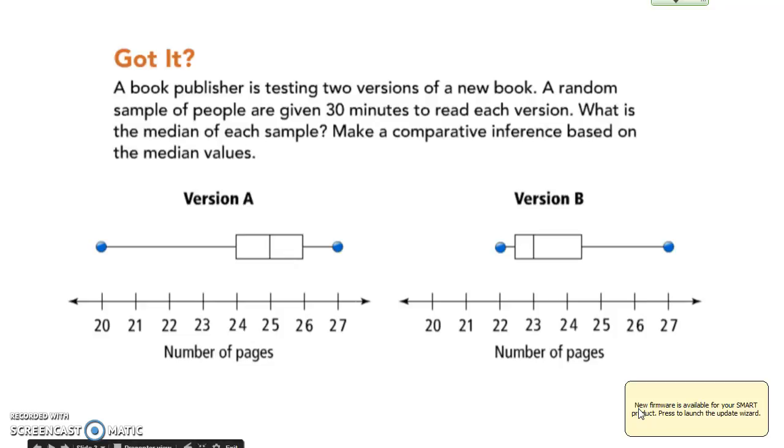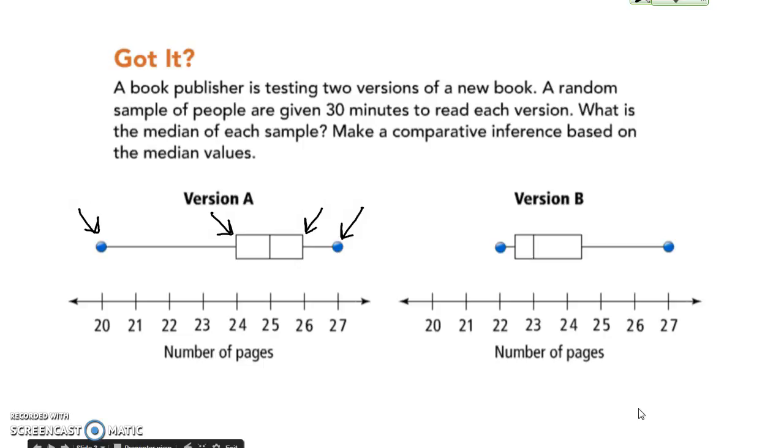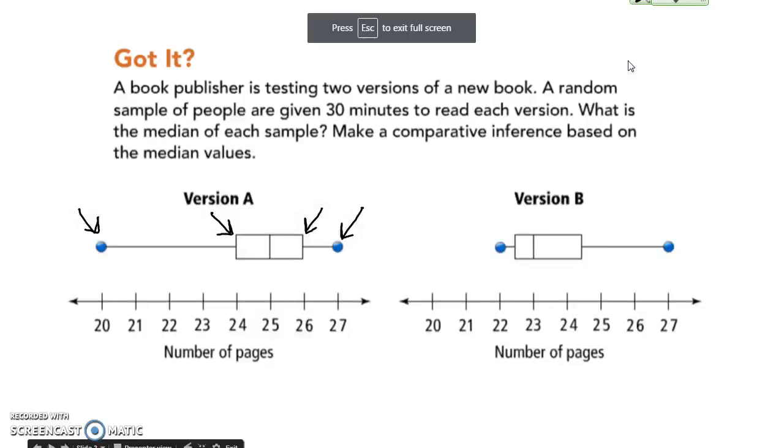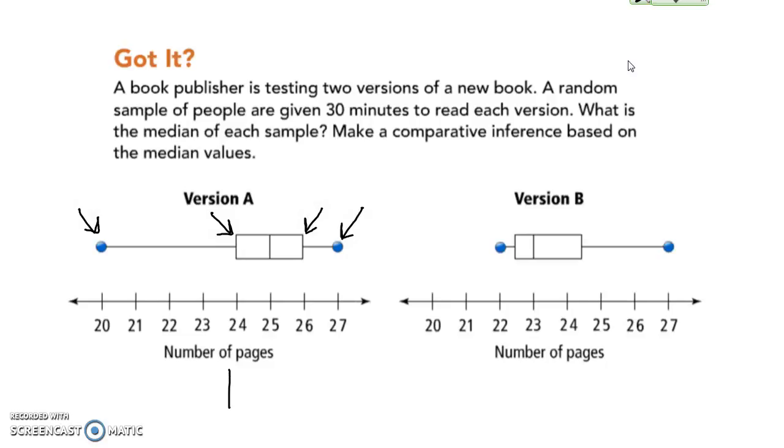I'm just going to go ahead and review with you all the different parts. Right here we have our minimum, and right here we have our maximum. The two sides of the boxes are Q1 and Q3. The median is the line in the middle of the box. So when we look to find what that would be from the number line, it looks like the line is on 25. So I'm going to say the median is 25.